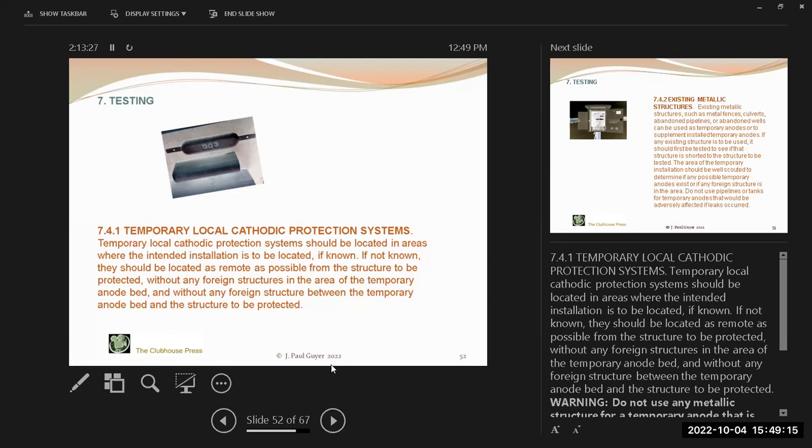A word of warning: do not use any metallic structures for a temporary anode that is shorted to the structure being tested. This will result in very large current surges that can cause injury to personnel and damage to equipment. When conducting work on or near circuits, energized lines, or parts of equipment operating at or above 50 volts, utilize work practices that are approved from a safety standpoint.